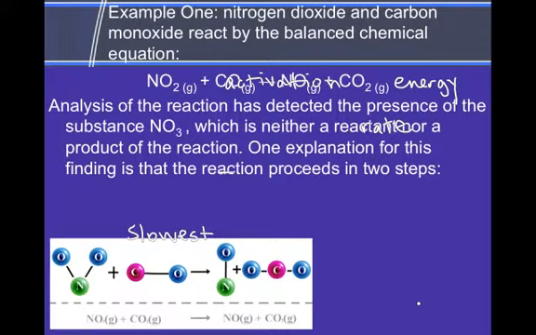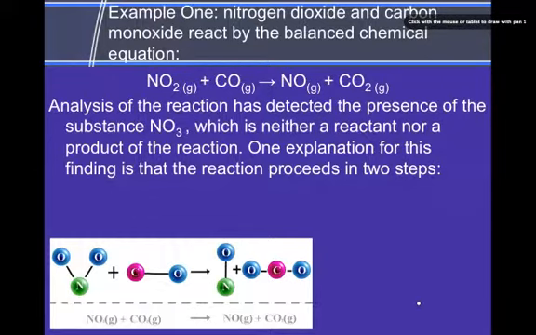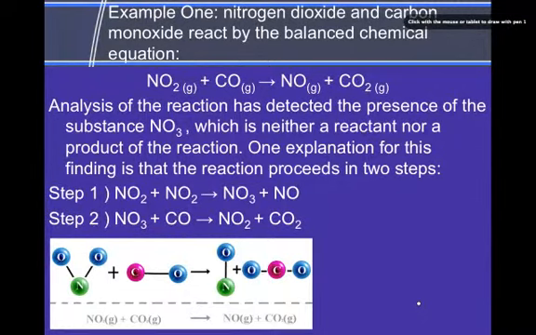Here's an example of a reaction where nitrogen dioxide combines with carbon monoxide. We've seen this example before. And the analysis of this reaction has detected the presence of this substance NO3, which is neither a reactant nor a product of this reaction. One explanation is that in the first step, the collision of 2 NO2 molecules results in the formation of this NO3 intermediate. And then in the next step, the NO3 is actually the particle that collides with carbon monoxide in order to form NO2 and CO2.